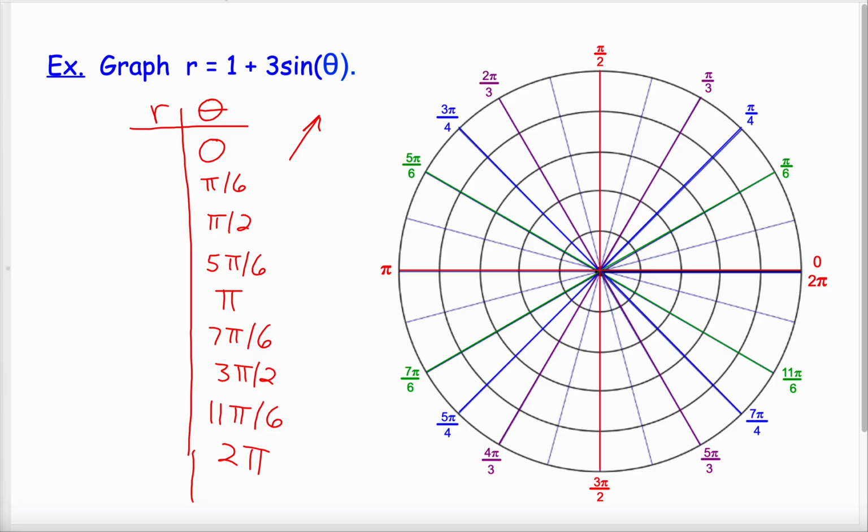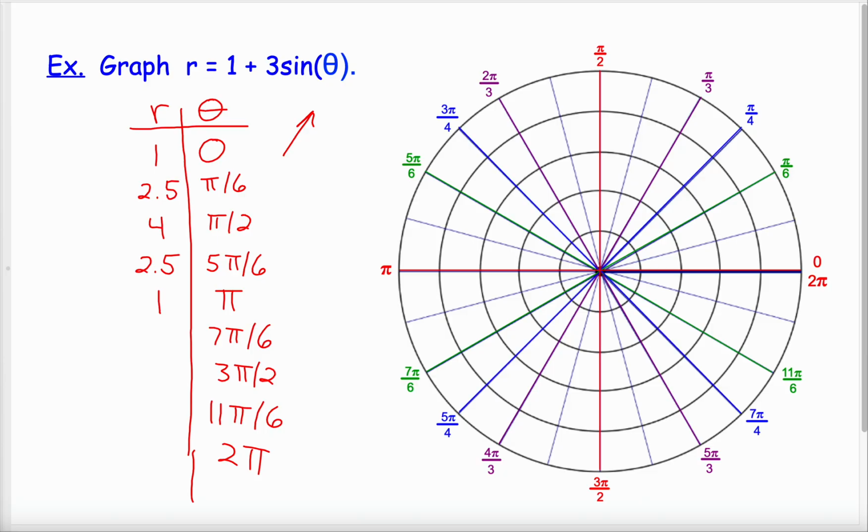Sine of 0 is 0, times 3 is 0, 1 plus 0 is 1. Pi over 6, I'm going to get a half. So 3 times a half is 3 halves, or 1.5, plus 1 is 2.5. At pi over 2, I get 1, so 3 times 1 is 3, 1 plus 3 is 4. So r is getting bigger. At 5 pi over 6, I'm only going to get a half times 3. 3 halves plus 1, I get a 2.5. And at pi, sine is 0, so r is equal to 1 again.